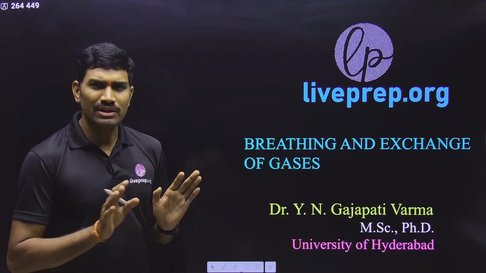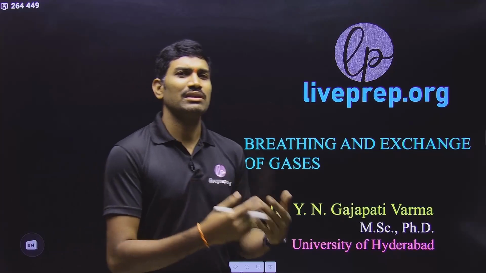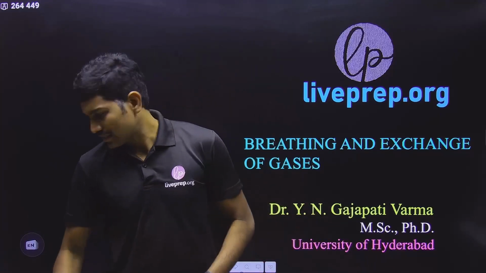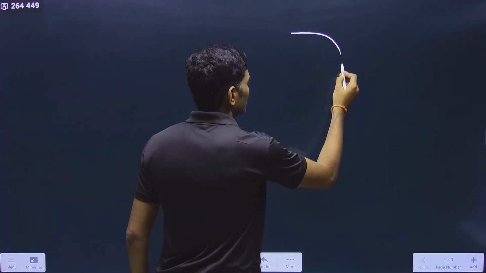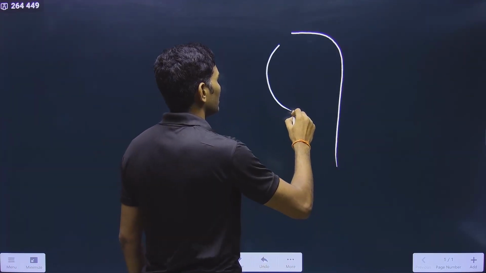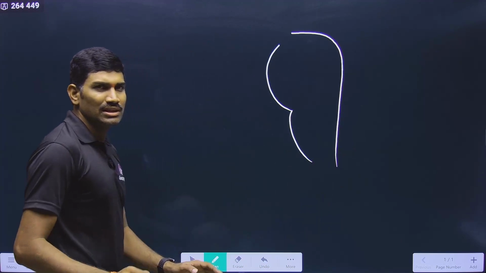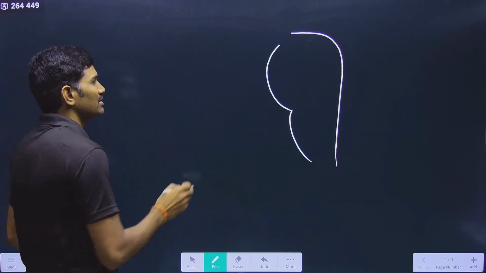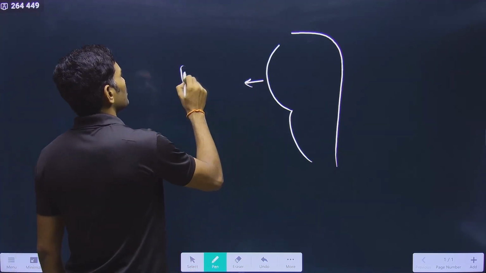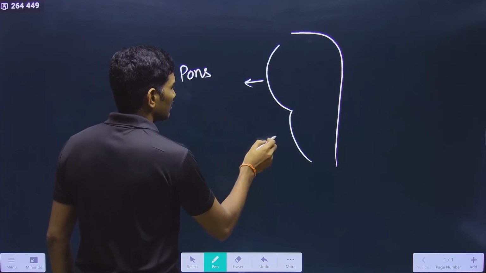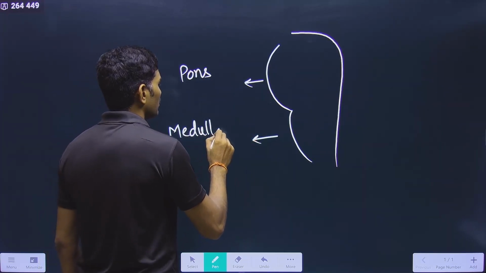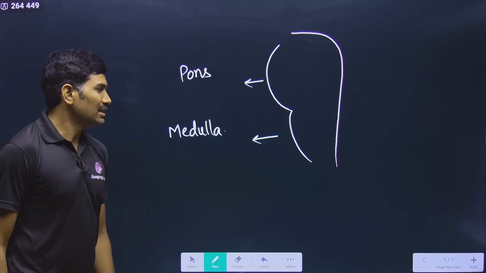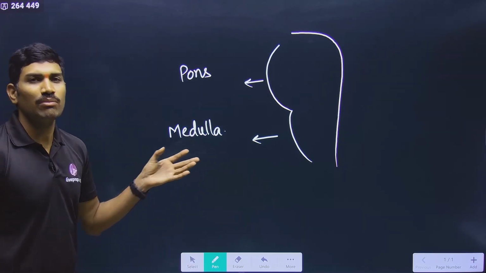The information is very simple. First let me explain the regulation, then we will read the NCERT content for that. So how exactly is this regulation taking place? Observe carefully. Within the brain there are some regions, and we are focusing on two important regions. One is called pons varolii and the other is called medulla oblongata.